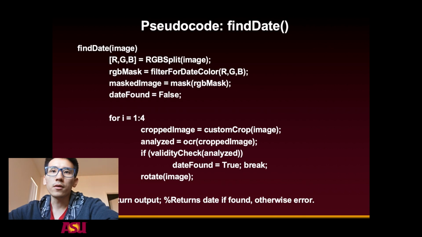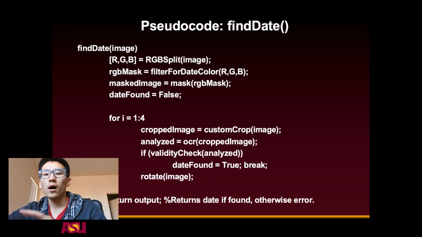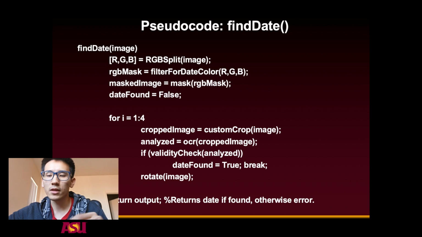For the find date method, we will split the RGB color and then figure out which region we should process, and mask the other region that we don't need to change. Just keep the timestamp region. Just leave the timestamp region for the next steps of processing.